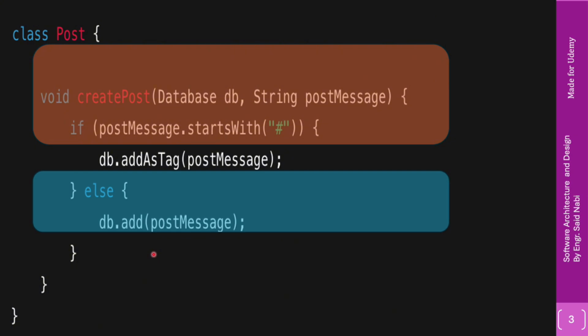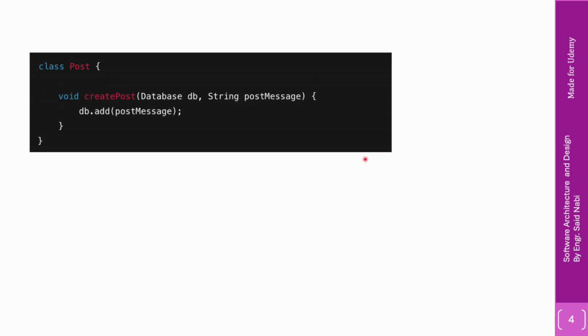Now let's understand the solution: how can we solve this problem, and how can we follow or obey the OCP? If, for example, in future we want to add more types of messages, we can easily extend the class without modifying the existing class. So how can we make this obey OCP? Let's move to the next slide, where we will solve this problem by obeying the OCP principle.